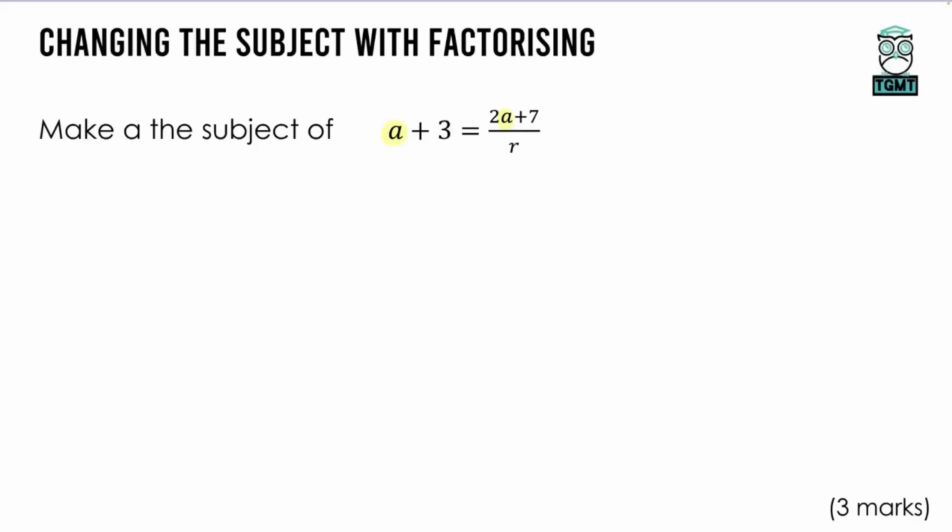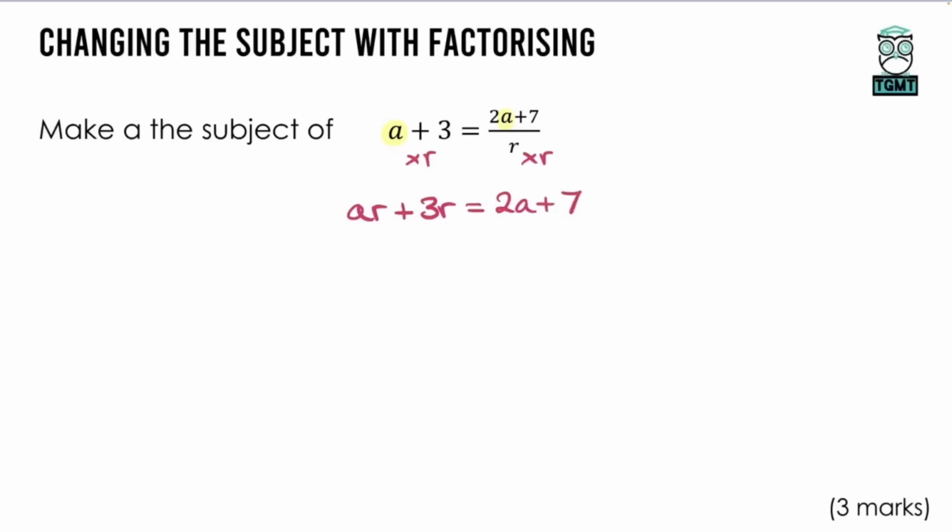So we need to get all the a's on the same side. To do that, we're going to need to unlock the right-hand side by multiplying by r. So the first thing I'm going to do is multiply by r, and that's going to give us ar plus 3r on the left-hand side. We'll then just have this 2a plus 7 on the right.